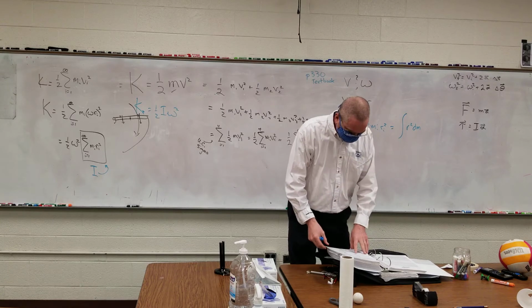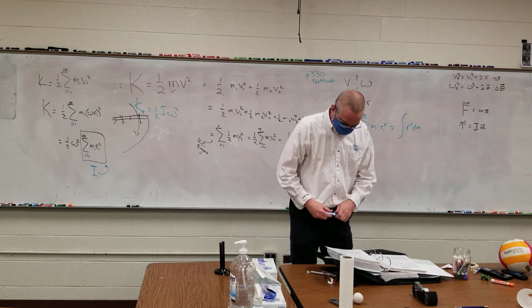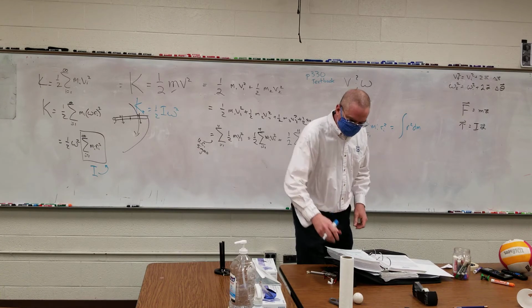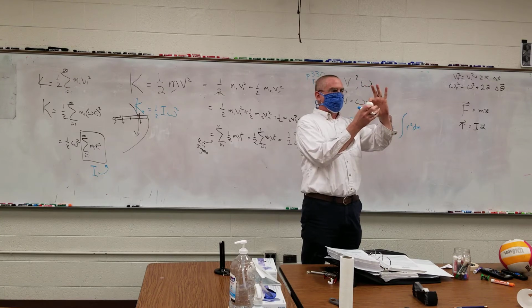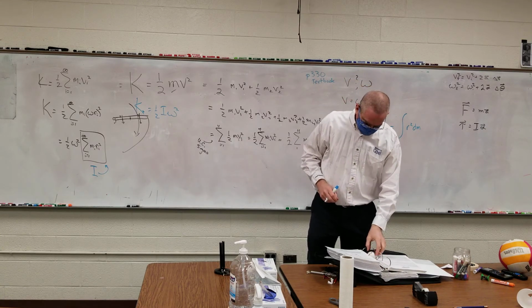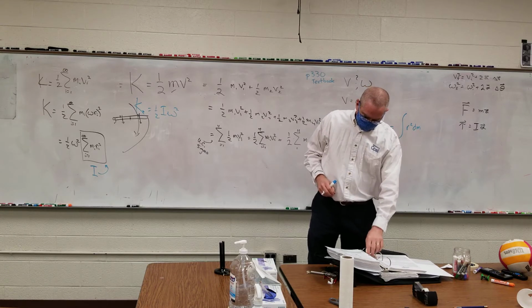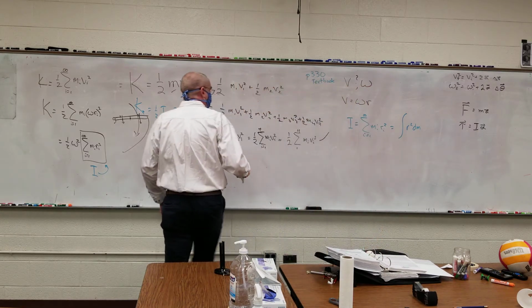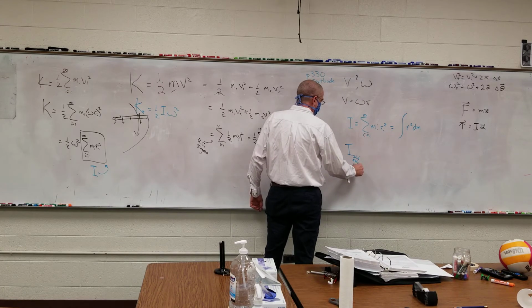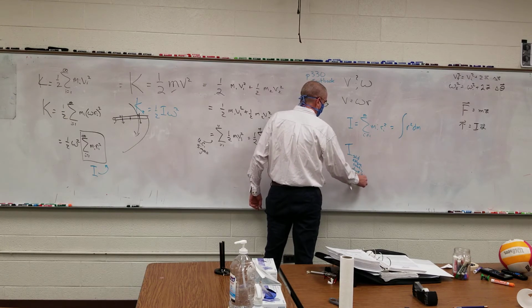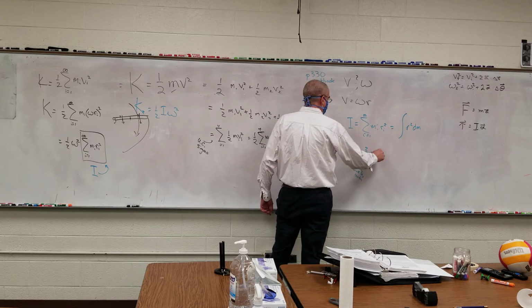So, for example, I just happen to have a ball right here. If I have a ball that's spinning about the center, the formula, once you crank through all of it, and I'm assuming this is a solid sphere rotating about its center, is 2/5 MR squared.